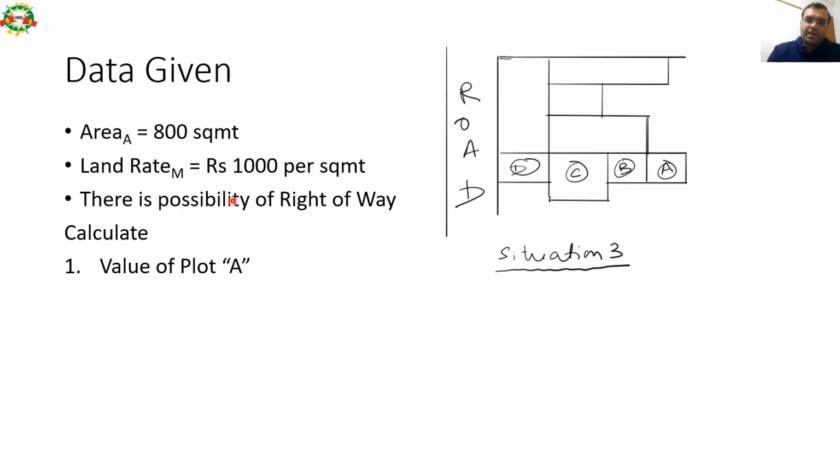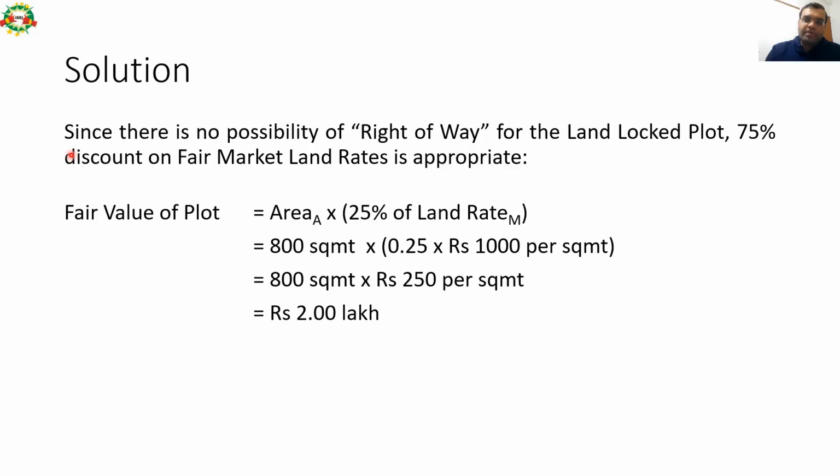So in this case, the area of this plot is given, the market land rate is given, and there is no possibility of right of way. So for the fair market value of this plot as per court ruling, since there is no possibility of right of way for the landlocked land, a 75% discount on the fair market value land rate is to be applied, straightforward. So fair value of land is equal to land area into 25% of the market land rate, which is 1000. So 250 rupees per square meter is the land rate we have to consider. So put together, the value of the total plot area A is equal to 800 square meter into 250 rupees per square meter, which is equal to 2 lakh rupees, the value of the plot. So a 75% discount we have to consider in this case.